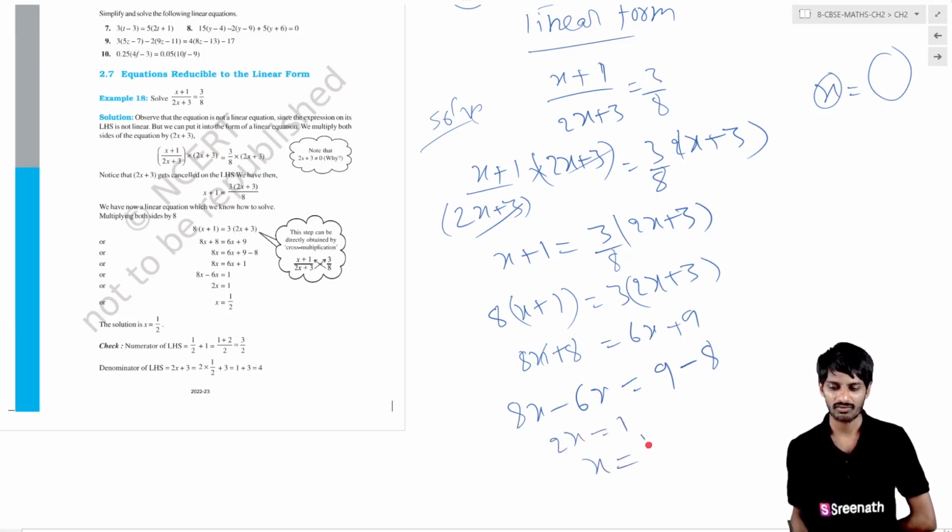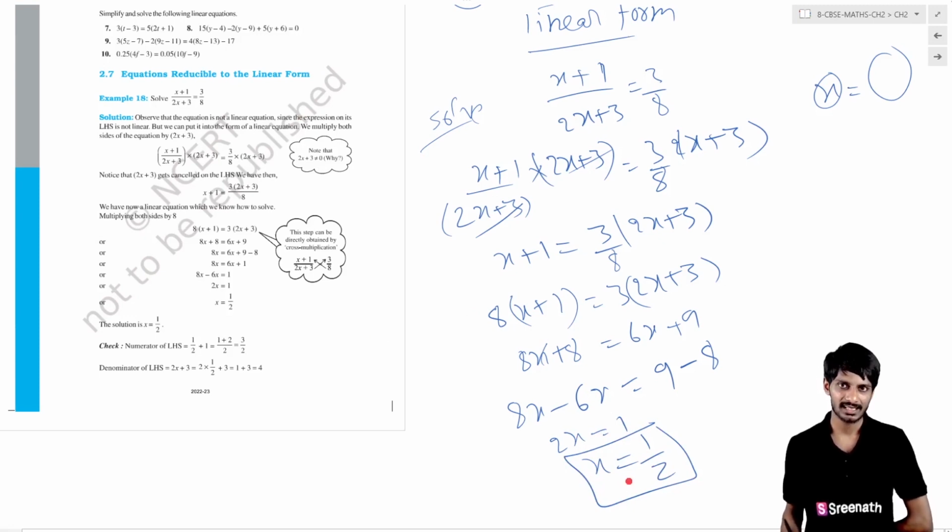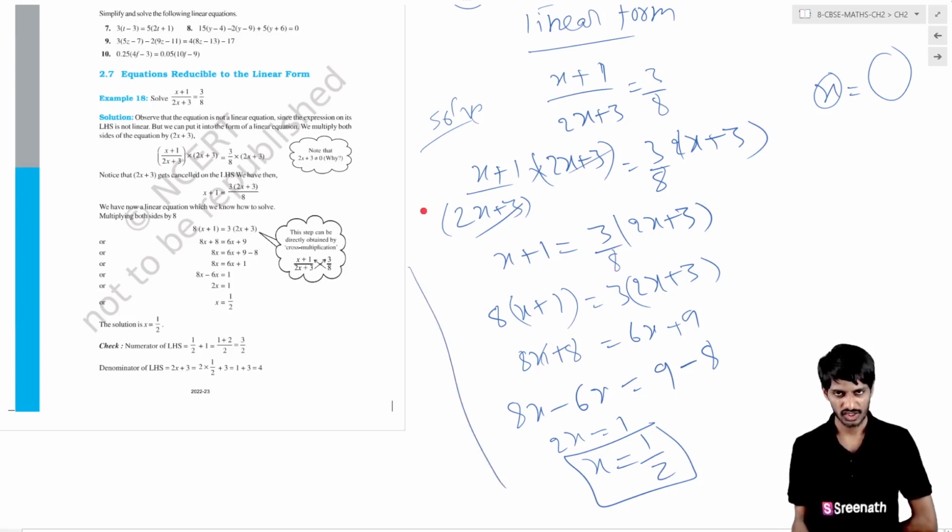So finally the value of x is equal to 1 by 2. We have to finally reduce the equation to linear form. You can check the answer also by substituting this in the equation. Okay, this is the first method, and there is another method.